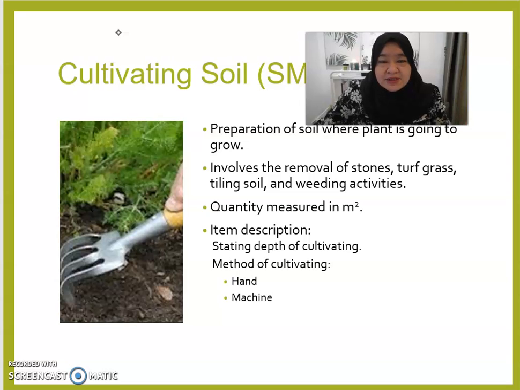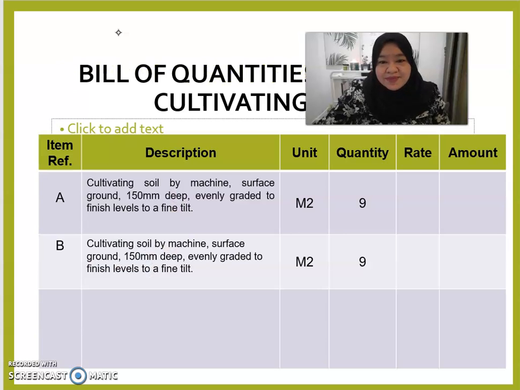all the works related should be measured in meter square. And you also need to mention the depth of cultivating and how you are going to conduct the cultivating, such as using hand or by machine. So if you have any requirement for watering, weeding, cutting, settlement, reseeding, protective temporary fencing, and the like, it should be stated in your description as well. This is the example of the cultivating in the bills of quantity.